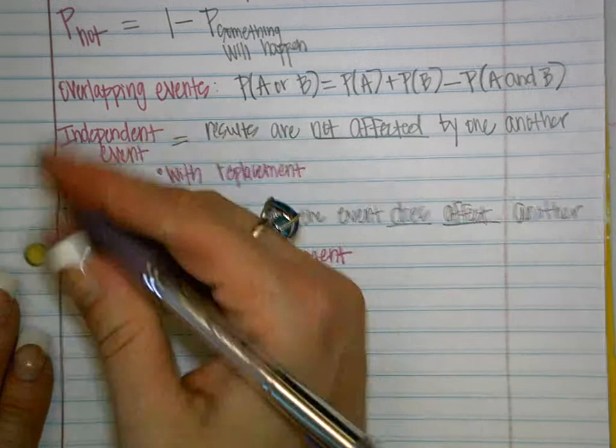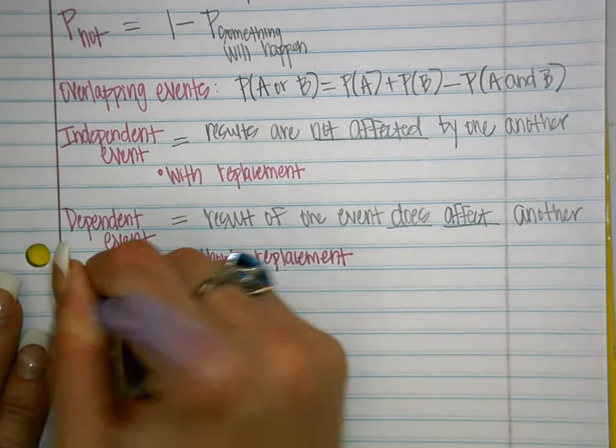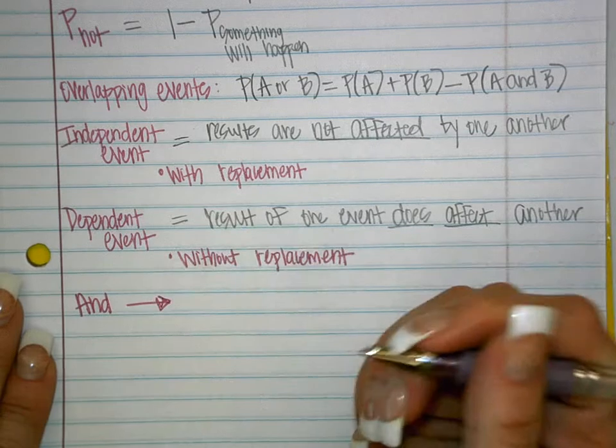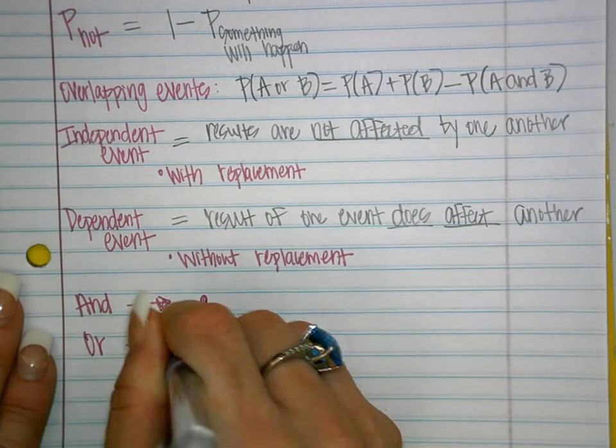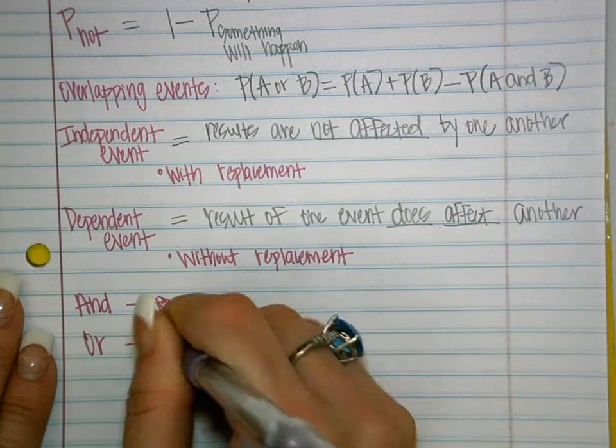I also want to make sure you remember, anytime you see the word and, what does that tell you to do? And means multiply. The word or implies that you should add. Okay, and means multiply, or means add.